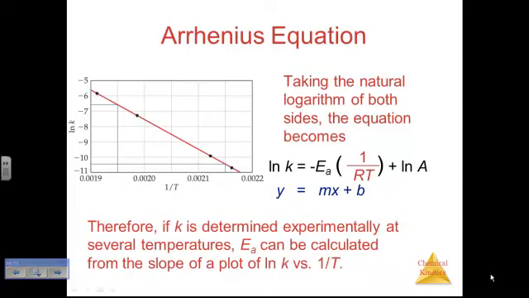We can use our lists, list 1, list 2 in our calculators, and let this do the work for us. List 1, the reciprocal of Kelvin temperature. List 2, the natural log of k constants. Find the best straight line. So you take the linear regression of list 1, list 2. Find y equals mx plus b. Activation energy for the slope of the line is negative Ea over R.